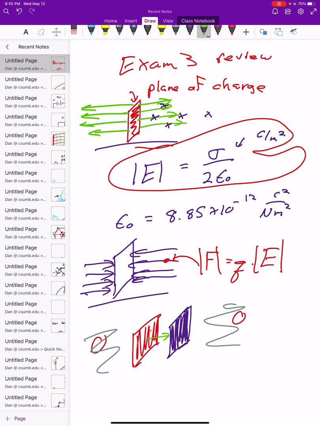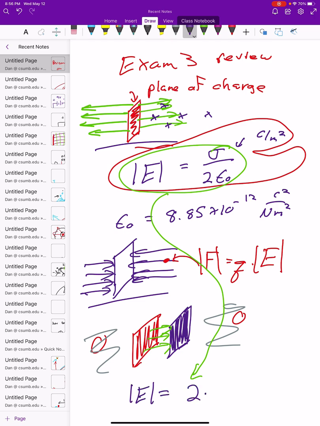The electric field goes from the positive plane to the negative plane, and the two effects superimpose inside, so it's going to be twice as strong as this inside between the two plates. The strength of the electric field is going to be equal to 2 times sigma over 2 epsilon 0, which is equal to sigma over epsilon 0. That's the electric field strength in between the two planes of charge of opposite sign.